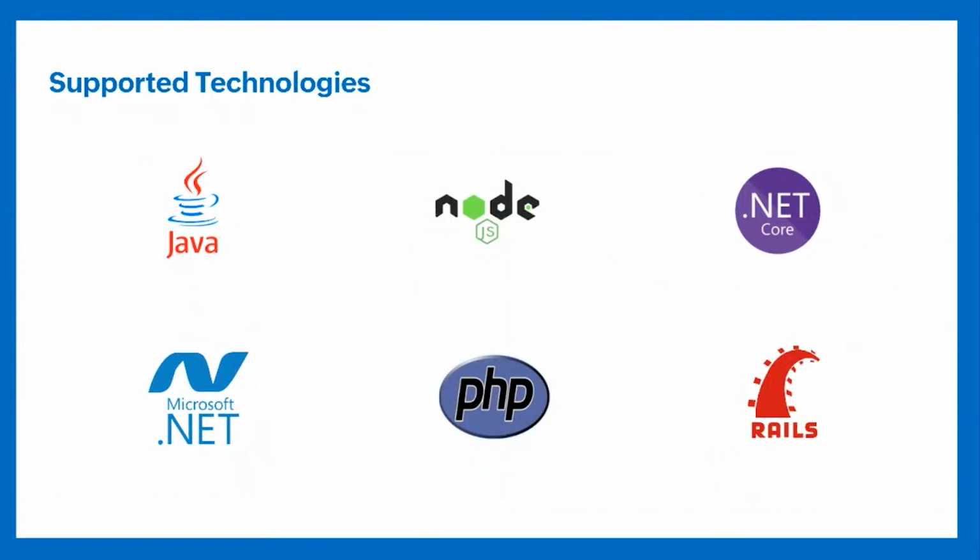So far we have discussed why application performance monitoring is necessary. In Applications Manager, the performance monitoring tool is called APM Insight. The supported technologies in APM Insight are Java, Node.js, .NET Core, Microsoft .NET, PHP, and Ruby on Rails.